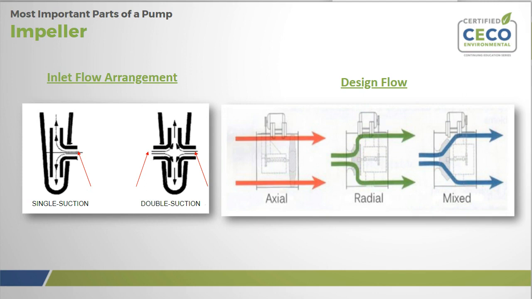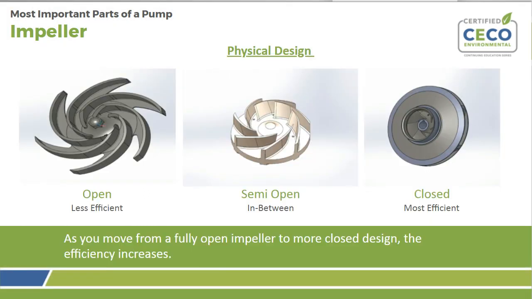Liquid is moving at an angle a bit different than the right angle of radial flow, typically greater than 90 degrees. And that is shown in the blue. The last piece of the puzzle with regards to the impeller gets into the physical design of the impeller. Now, looking at these pictures from left to right: open, semi-open, and closed design.